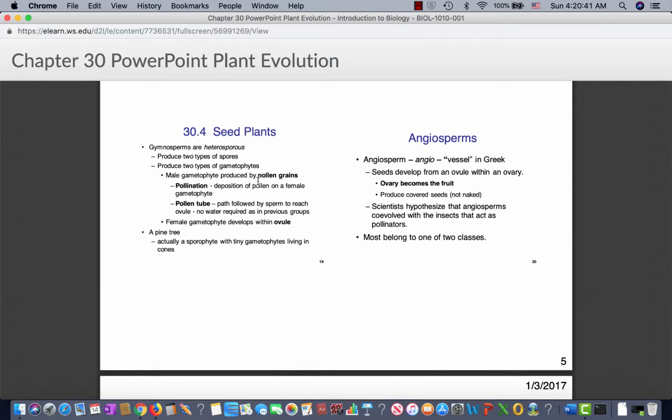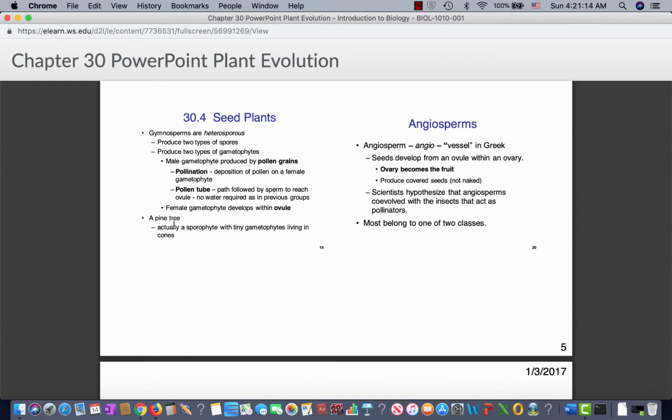The male gametophytes are produced by pollen grains, and pollination is the deposition of pollen on the female gametophyte. The pollen tube is the pathway by which sperm reaches the ovule. No water is required, as was required in previous groups. The female gametophyte develops within the ovule. So it's things like pine trees. The pine tree here is actually a sporophyte with tiny gametophytes living in the cones.